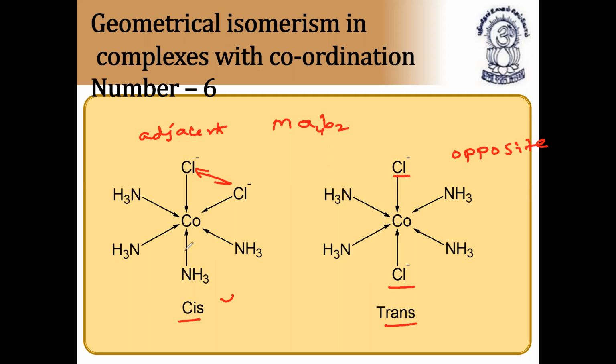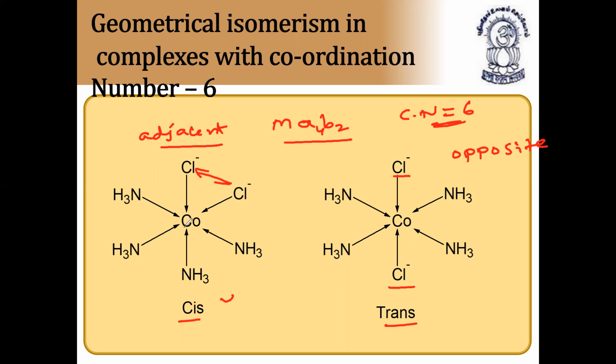So what is the name of this compound? Cis tetraamminedichlorocobalt. And this is called trans tetraamminedichlorocobalt. Trans means the chlorine atoms should be on opposite sides, and cis means the chlorine atoms should be on adjacent sides. So you have to remember like this. This is called octahedral complex, not square planar. It has coordination number 6 because 4 plus 2, 6 ligands are there. So coordination number is equal to 6 for both the molecules.